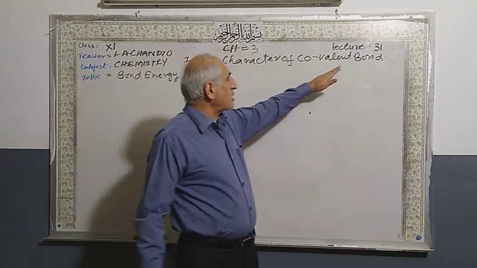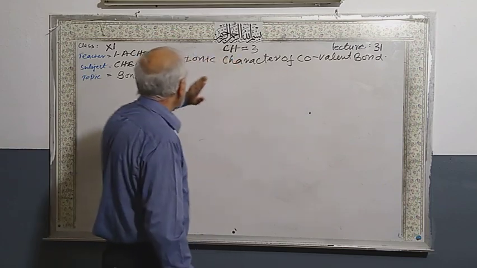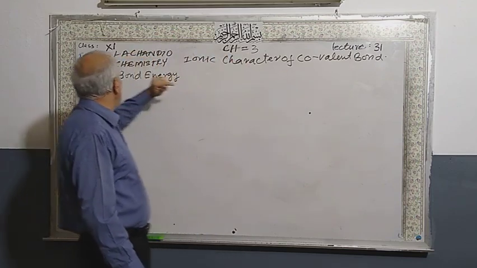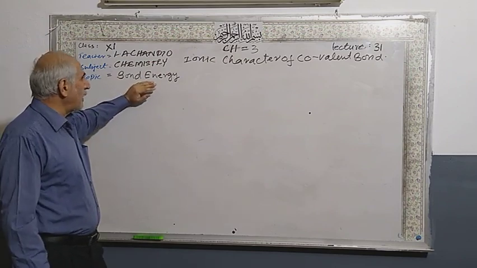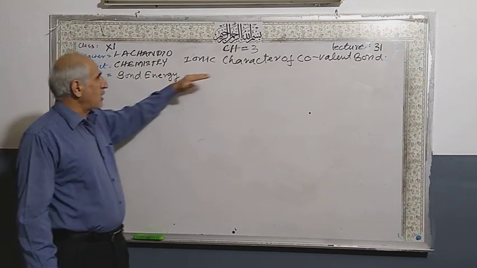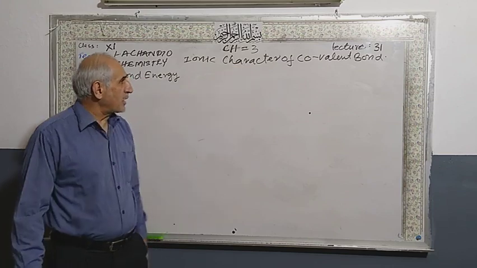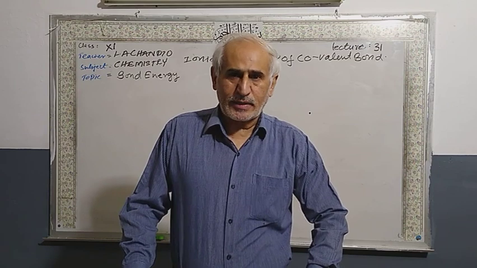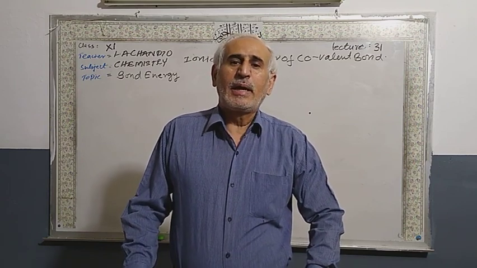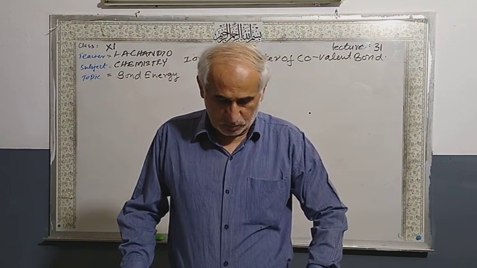Now students, we are starting lecture number 31, chapter number 3, grade 11. We started bond energy, which is related to the ionic character of a covalent bond. In the previous lecture I told you how ionic character is established in covalent bonding.